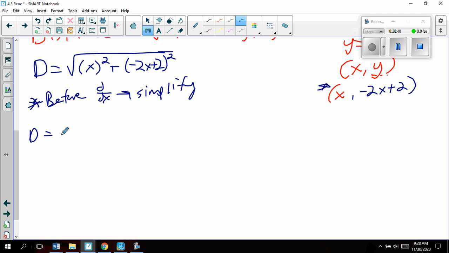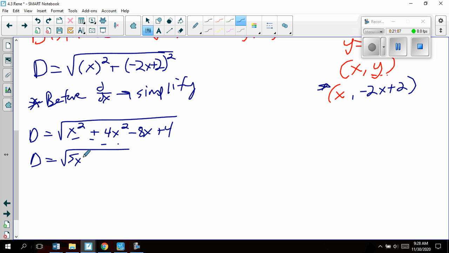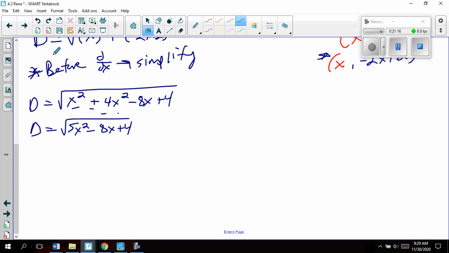So I'm going to simplify by foiling that out. So I'm going to have x squared, and then plus 4x squared minus 8x plus 4, which will be that thing foiled out. I'm going to keep simplifying because I have two x squared terms. So I have 5x squared minus 8x plus 4. Okay. Notice I am still writing d equals because I have not taken a derivative. I'm just simplifying my original distance equation.